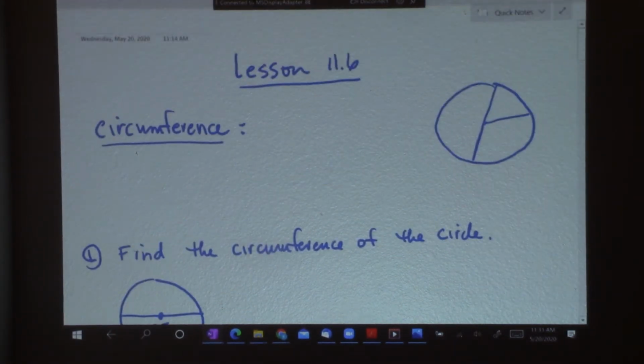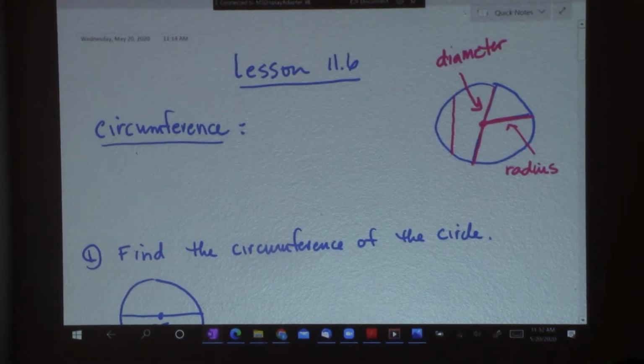Okay, so here we have a circle over here to the right, and I want to label a few things. The distance across a circle is called the diameter. The diameter runs through the circle. Very important. You can have a segment go across a circle, but it's only the diameter if it goes through the middle. And then this distance here from the middle to the outside, that's the radius.